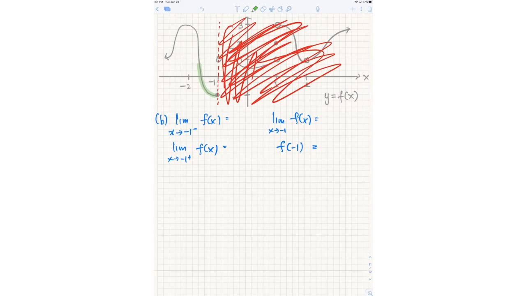only to the left of x equals -1. And so what would you say? What is happening to all the y values as x approaches -1 from the left-hand side? We're only looking at that green part of the graph. All the y values seem to approach -1, right? They all approach this point down here, and that is the point -1, -1. So this value is -1 here.